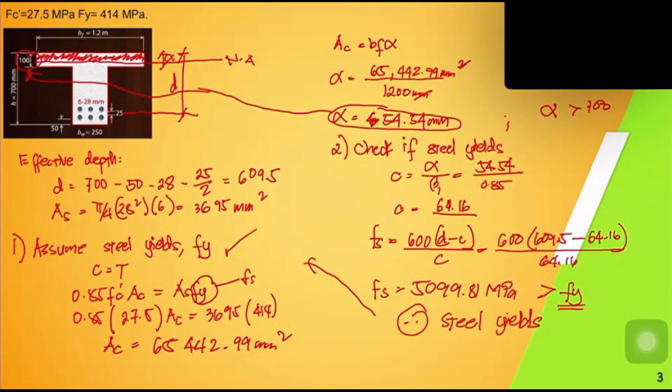Okay, so tama naman lahat ng computation. Wala namang ibang nakakuha sa inyo ng ibang computation. So let's continue. So after that, number 4, Fs, since Fs is greater than 1,000 MPa, the failure is tension controlled.